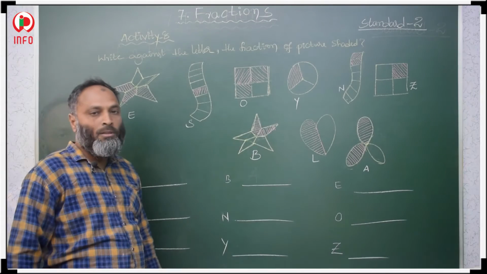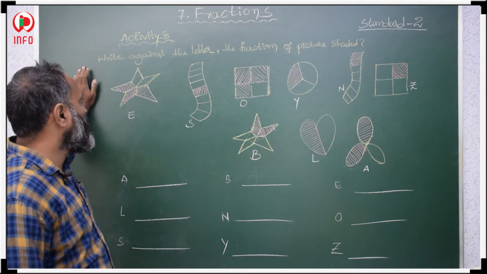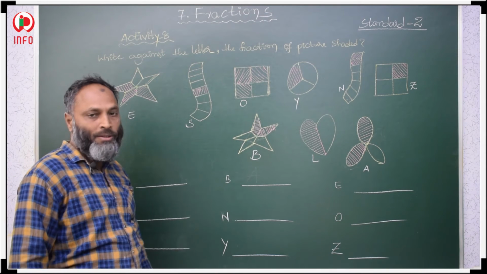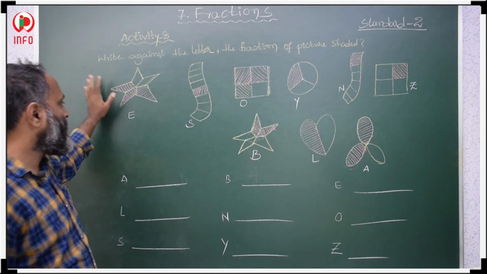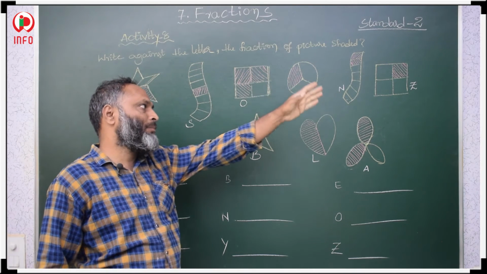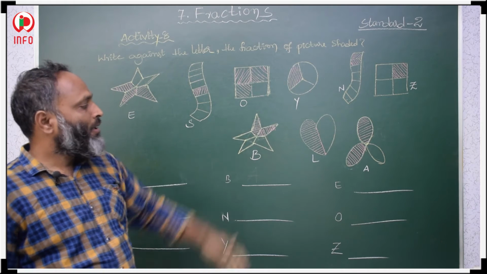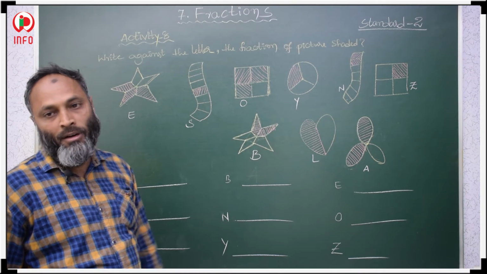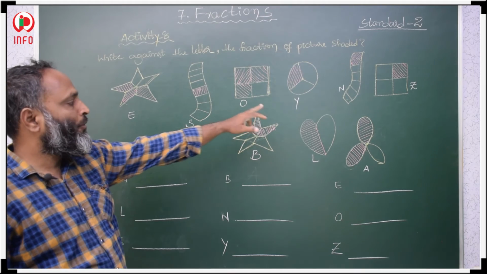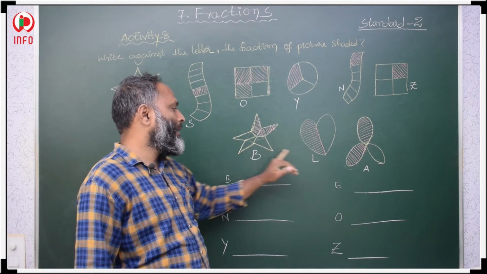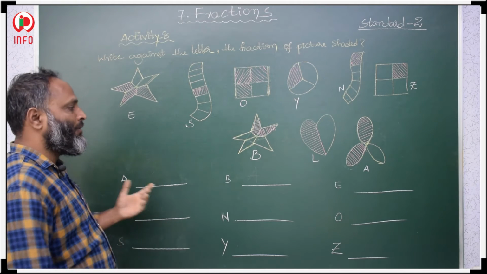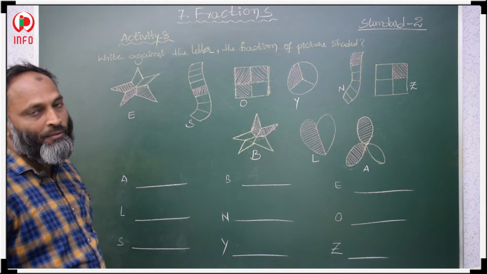Okay. Now, students, see in this activity: write against the letter the fraction of the picture shaded. Here some pictures are given: star, strip, square, circle, strip, square, star, then heart and flower. In this, the alphabets E, S, O, Y, N, Z, B, L, A are given. According to the alphabets, we have to write what fraction of the picture is shaded.